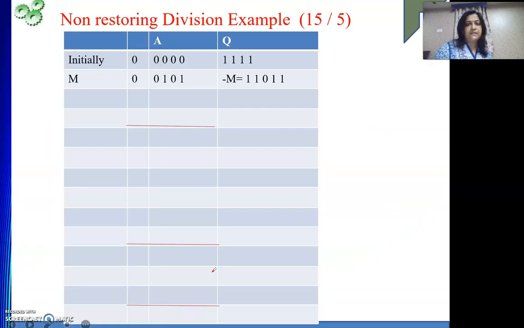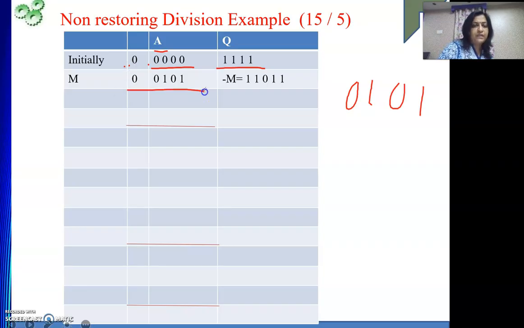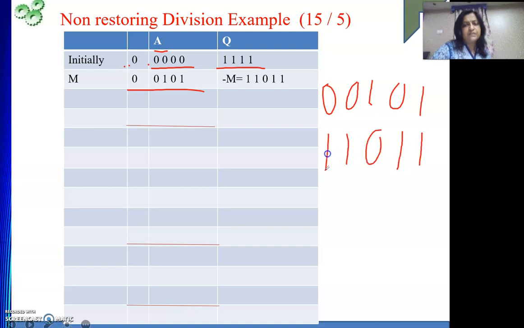The same operands I am taking, 15 by 5. 15 is 1111, 5 is 0101, equal number of bits. Whenever I am taking A, along with 0000, one more 0 is taken to keep track of the sign of the result. M will also be taken as 00101, with one extra 0 there. And negative M is the 2's complement of it. So now my inputs are ready.